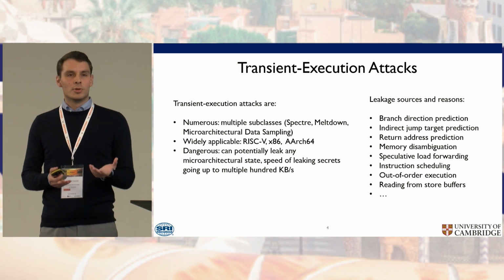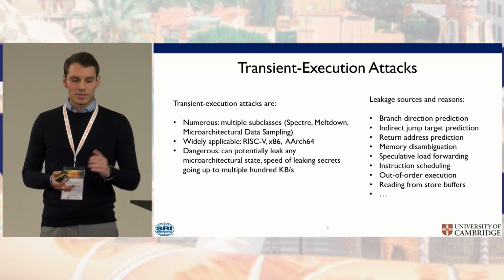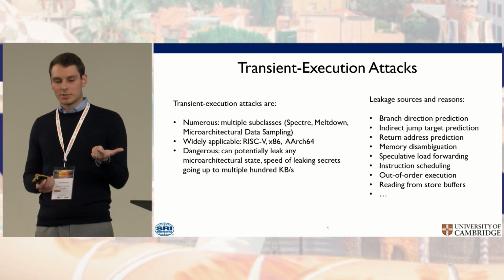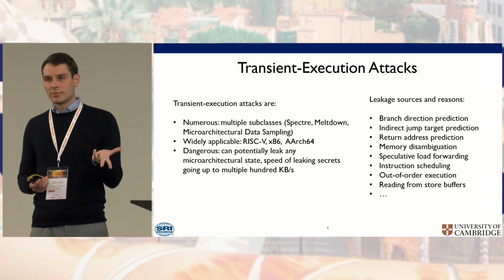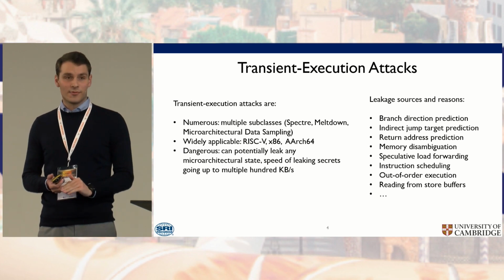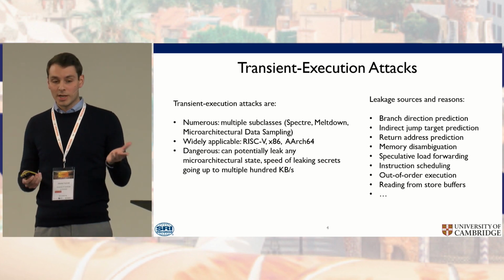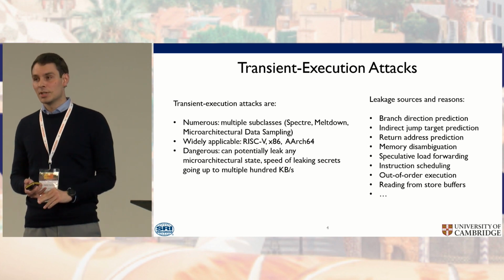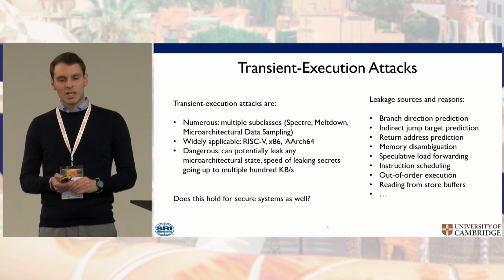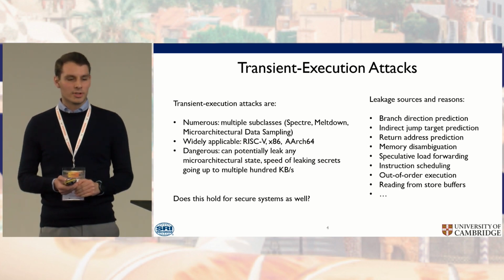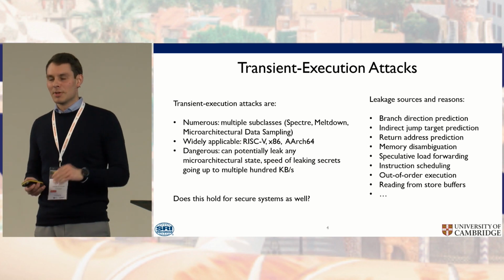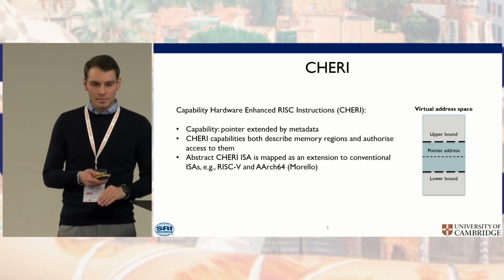There are multiple reasons and sources for that. We have branch direction prediction, indirect jump target prediction, return address prediction, and so on and on and on. This list is far from exhaustive, and that's all microarchitectural state that can be used to leak secrets. So now we've seen the situation on commodity processors. How do secure systems, how do memory safety systems fare?